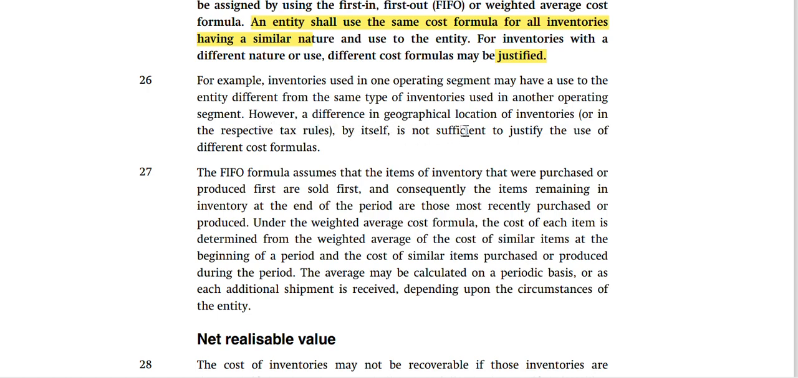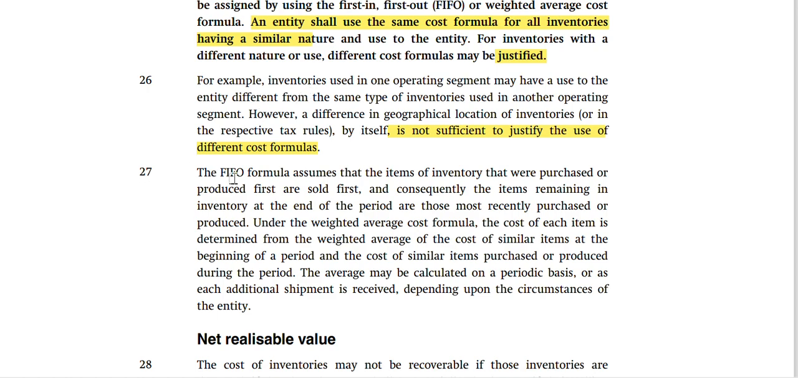However, a difference in geographical location of inventory or in the respective tax rules by itself is not sufficient to justify use of different formulas. So now they're saying, yes, you can come and sit down and say, okay, you want to use different cost formulas for different items of inventory that have a similar nature, and your justification may be the location and the tax, then that is not sufficient enough. So the standard in paragraph 26 is saying that is not justifiable enough to use as a justification.